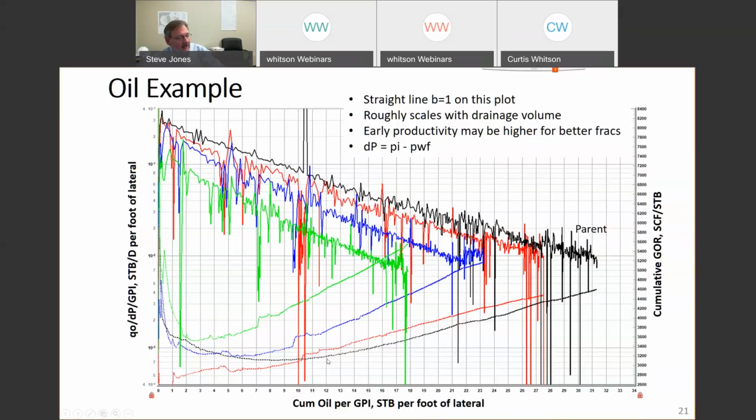And the black line on the GOR, which is curving upward, is also for the parent well. So you can see it started off here around 3,200 cubic feet per barrel, and now it's up to about 4,600 after producing 31 barrels per foot, or I guess that would be 310,000 barrels for a 10,000 foot well.